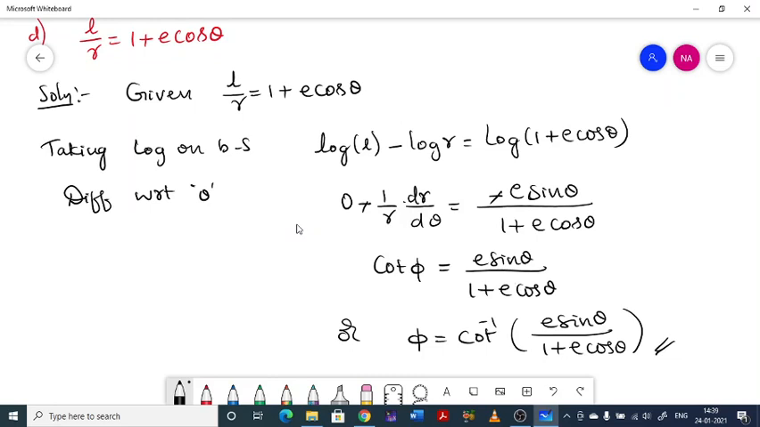So with this we have discussed the problems on angle between the radius vector and the tangent. So next class we shall discuss problems on angle of intersection.